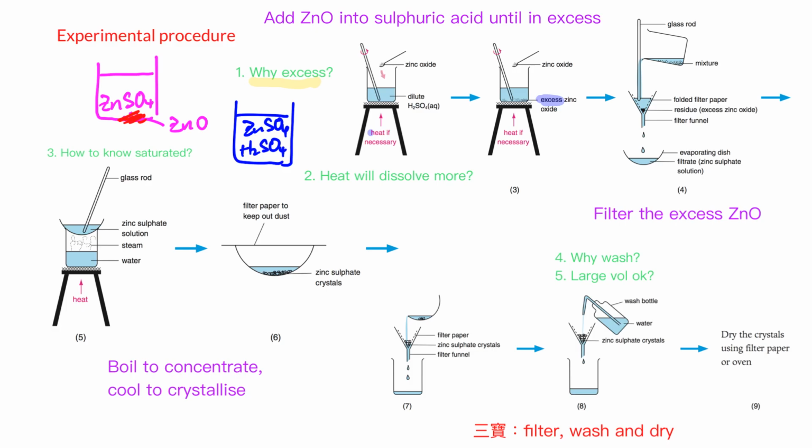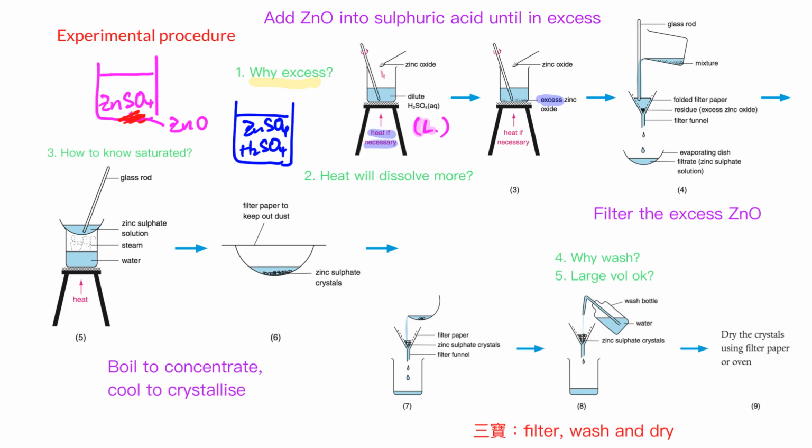Sometimes we may need to heat it. But will heating help to dissolve more zinc oxide? The answer is no, because the amount of acid will decide how much zinc oxide will be reacted. The dilute sulfuric acid is the limiting reagent. The limiting reagent will guide how much zinc oxide can react. So heating up just speeds up the reaction between zinc oxide and dilute sulfuric acid.